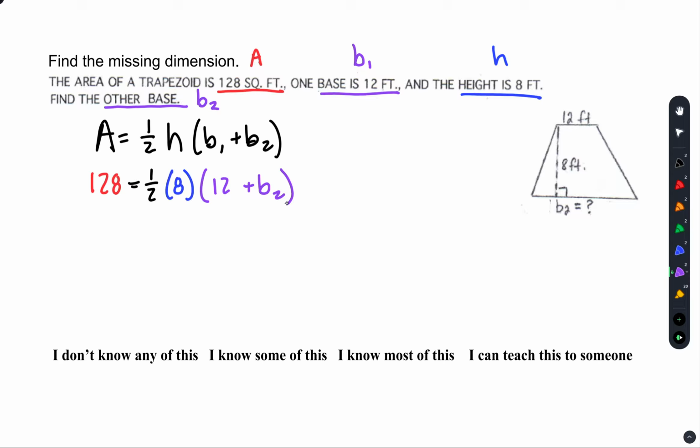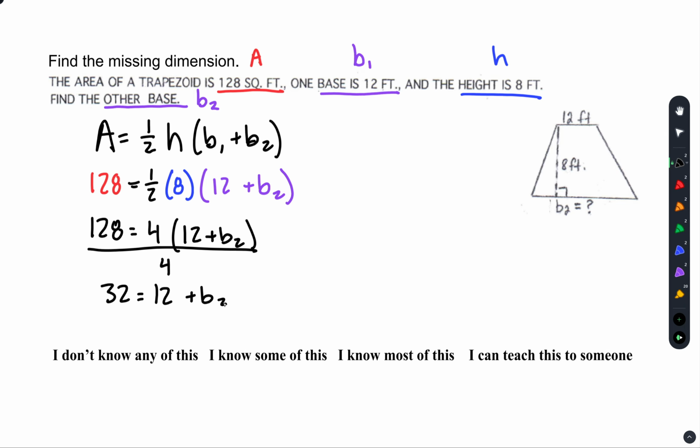From here, we're solving for base 2, so we're going to use reverse order of operations to figure out what that base 2 is. I'm going to multiply the 1/2 and the 8 together. I'm going to divide by 4. And I'm going to subtract 12. And I believe this is in feet. Any questions on that?